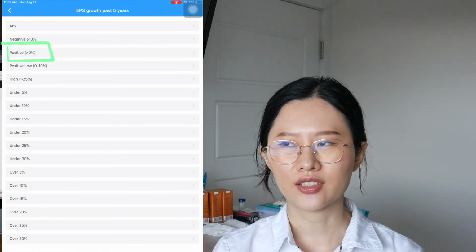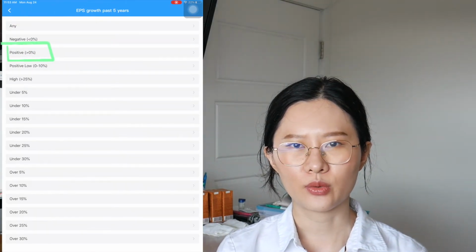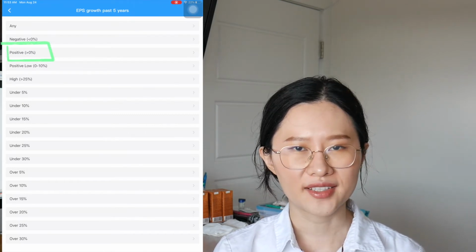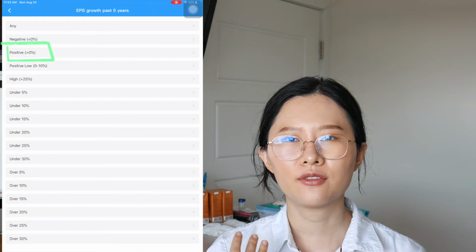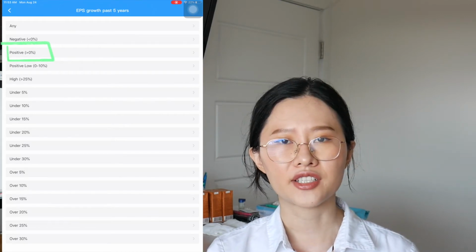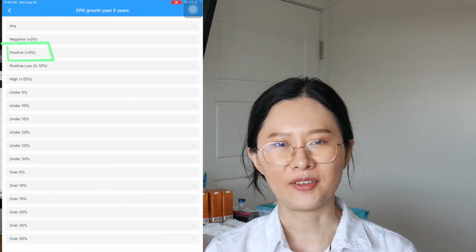So here I would not have specific goals, because I noticed that some industries can be affected by seasonal factors or economic cycles. They may not grow steadily for a period of time. So that's why I would choose, as long as the earnings per share in the past 5 years is positive, that would be something I would be looking for.